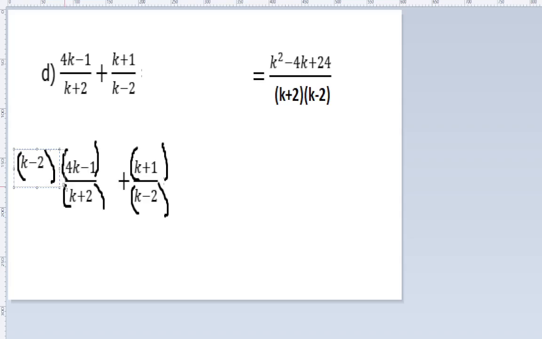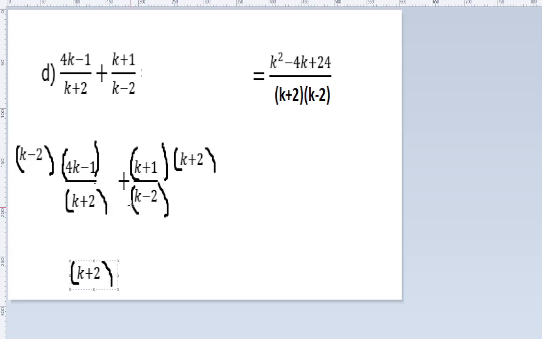Cross multiply. So I got to multiply this by that. And I got to multiply the right one by this. And then the bottom two just multiply. So the bottom two, we're just going to keep it the same as that times that. And that's our new denominator. Okay, that's our new denominator. Up the top, really the only thing we can do is expand and then group.